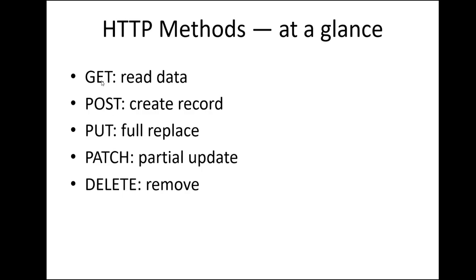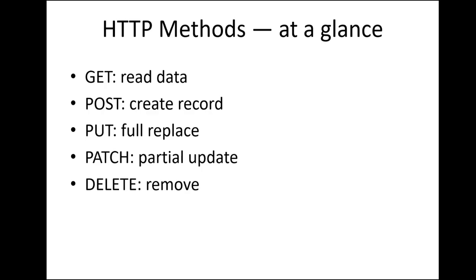GET is when you're using the GET method on the URL, that means that you want to read data, you want to fetch data from the backend, from the endpoint. You want to load data from the endpoint. If you are using POST as a method, that means that you want to create a new record on that endpoint.